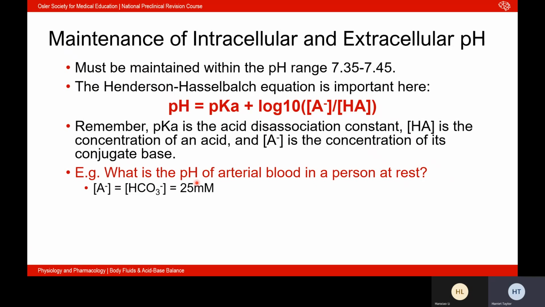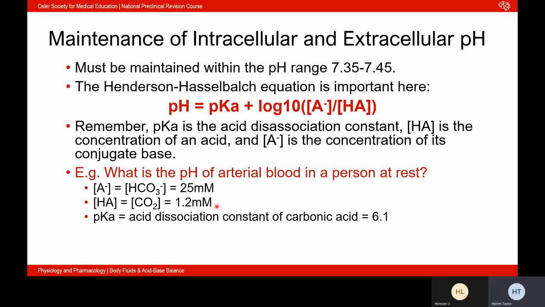So here we've got our base, A minus, our HCO3 minus, which is 25 millimolar, as we talked about before. And then we have our acid, which is CO2, and that's concentration usually in arterial blood is 1.2 millimolar. So our pKa for this is roughly 6.1. Again, you'll probably be given that and not be expected to learn it, but you might want to check your individual university specification for that.